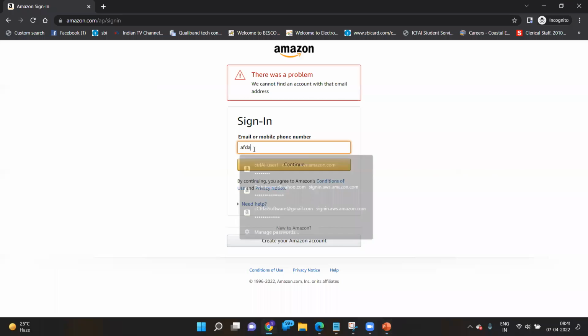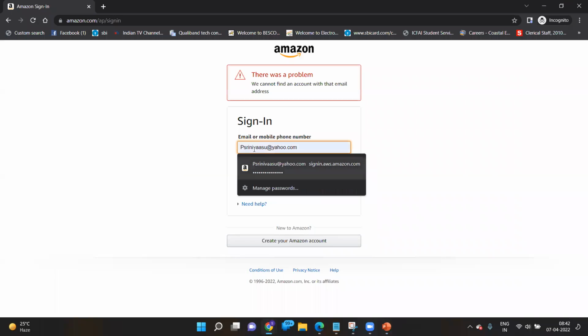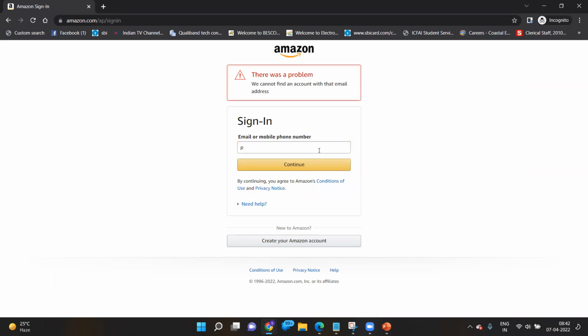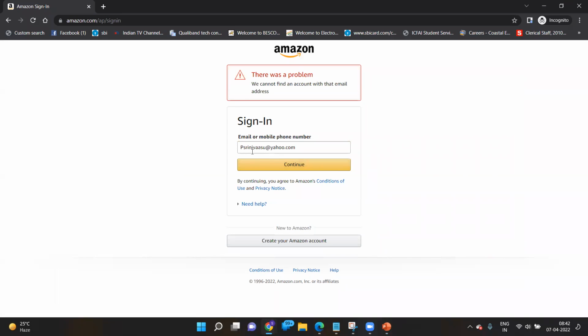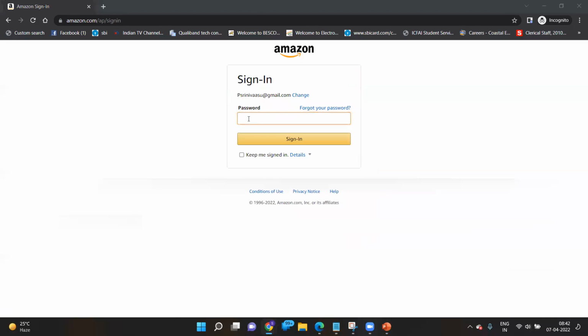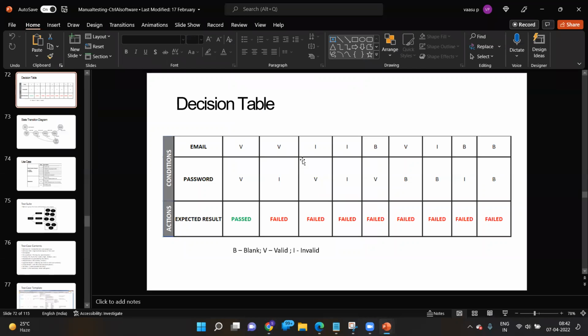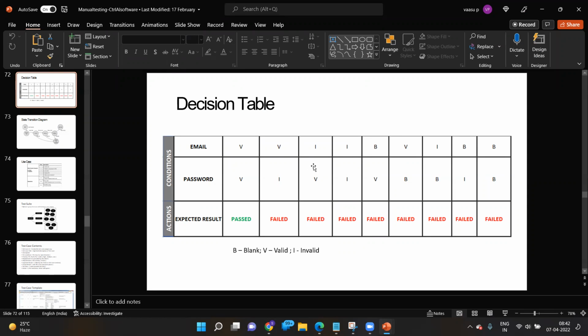Or suppose you enter a correct username. Just click continue. See, there's a problem again. Still, I will give a correct email ID. Just click continue. See, sign in, now it is asking for the password. So you have to validate both the positive and negative scenarios of the functionality. For positive, you have to enter the correct username, and for negative, the invalid username. Invalid username here is actually the email ID.